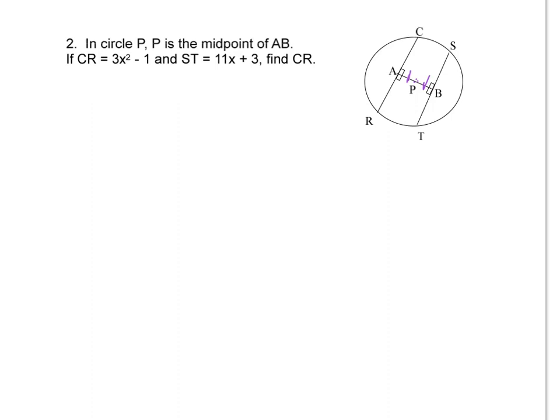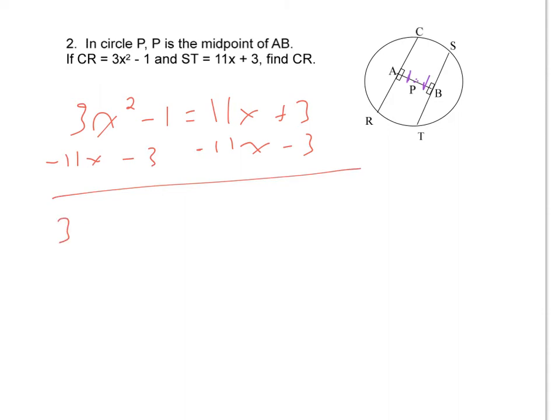And if CR is 3x squared minus 1 and ST equals 11x plus 3, I now know that 3x squared minus 1 is equal to 11x plus 3. Okay, this is a quadratic equation. I recognize that from the x squared, so we're going to factor. I'm going to subtract 11x from both sides and the 3. So I'm going to get 3x squared minus 11x minus 4 is equal to 0.